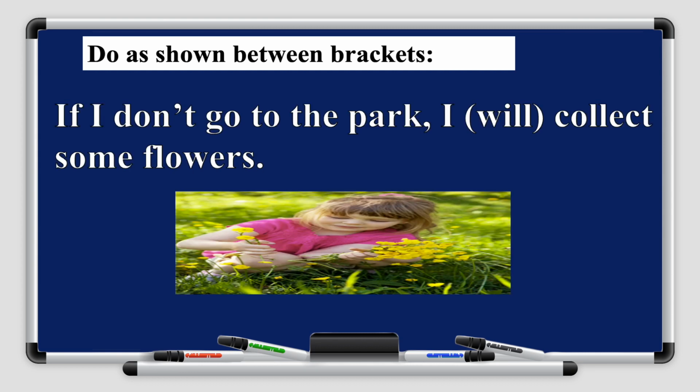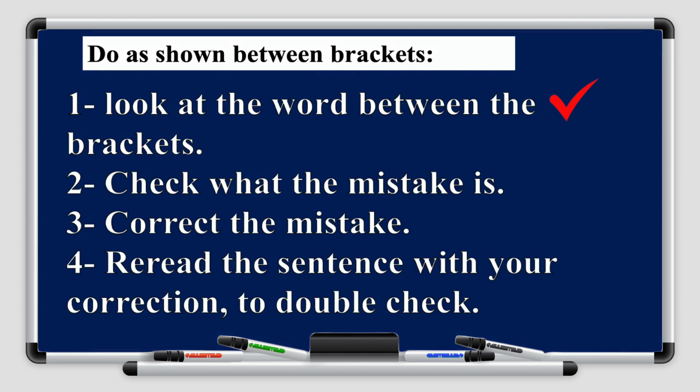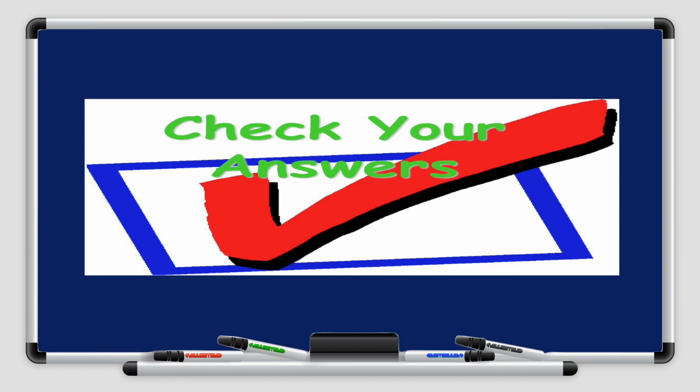Another example. If I don't go to the park, I will collect some flowers. Correct. Now we have will here, and we have to correct it. What are we going to do? 1. Look at the word between the brackets. 2. Check what the mistake is. 3. Correct the mistake. 4. Reread the sentence with your correction to double check.